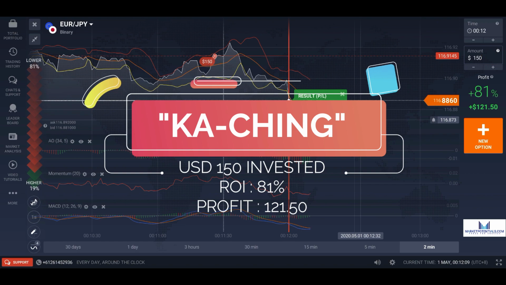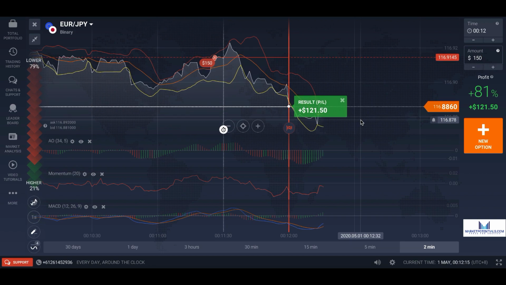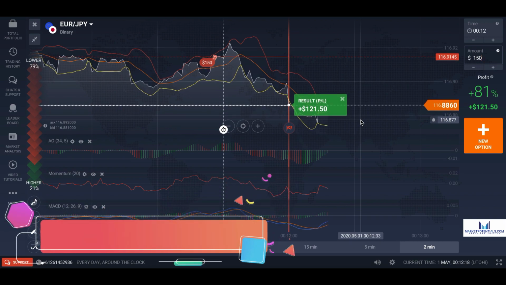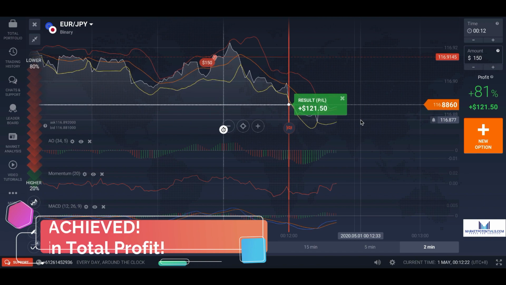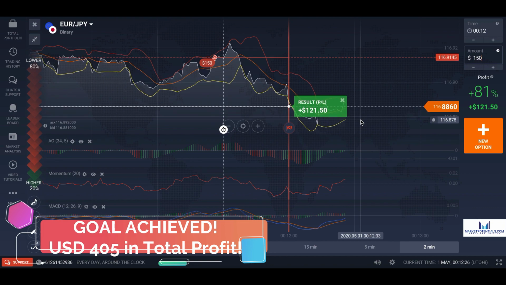So that's $121.50. Okay, that was trade number 2 for the day, and we are now up just over $400, guys. I think it's like $405 at the moment. Our target was to earn $400, and we are well above that now. So we made 2 trades.